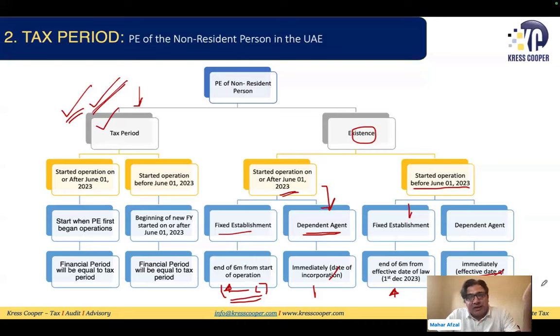So for the PE, as I mentioned, there is no difference in the tax period treatment or the tax treatment. The only important thing is that we need to perform the existence test: whether the PE exists or not. If it exists, then we need to apply the second test, the tax period, and calculate the taxable income, the tax return, all those things as usual that we are doing.